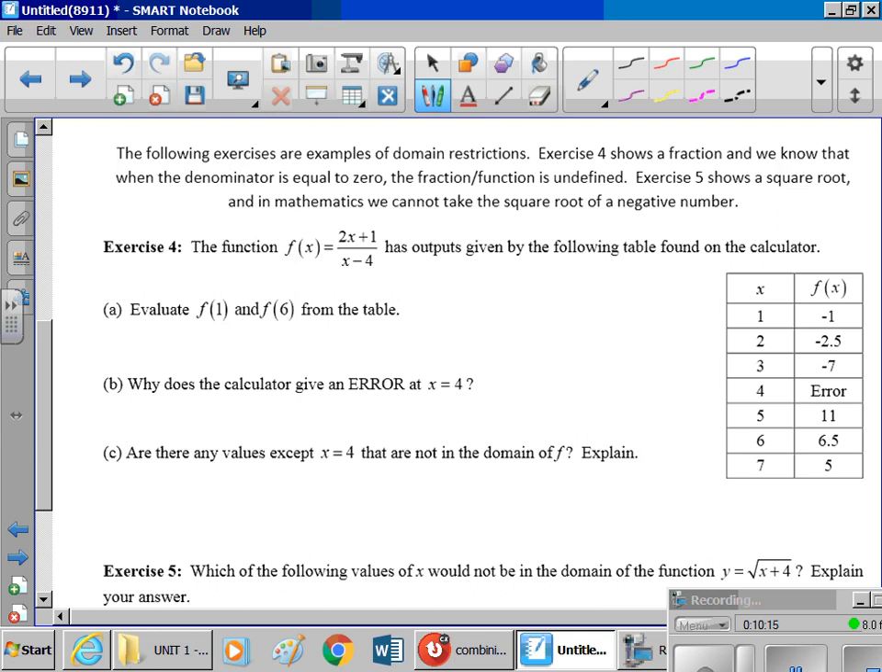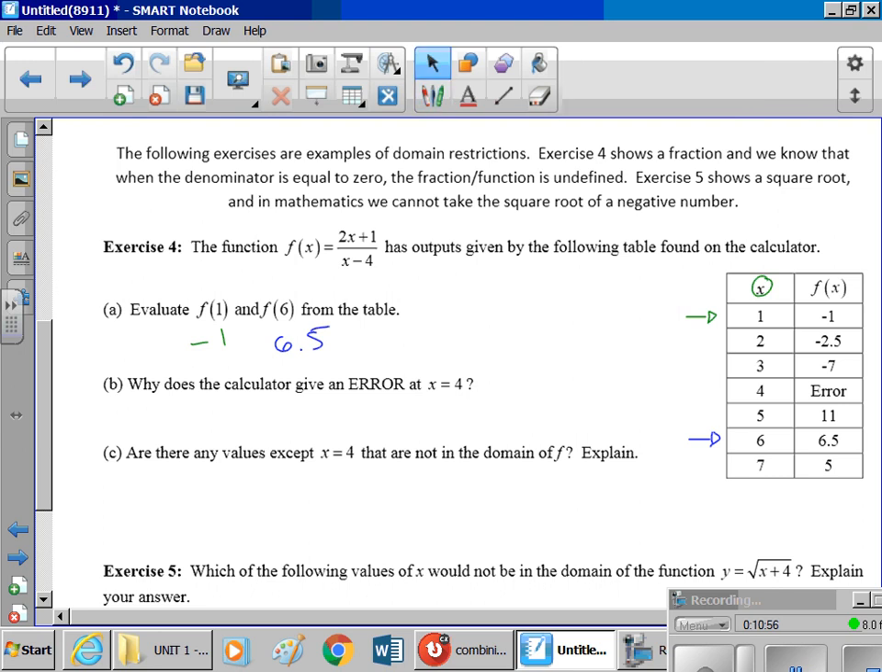So exercise 4 says the function f of x equals 2x plus 1 divided by x minus 4 has outputs given by the following table. And you can find this on your calculator very easily. So evaluate f of 1 and f of 6 from the table. So f of 1, remember in that case, f of 1 means that that's the x value, and they want us to find y. So f of 1 is equal to negative 1. And f of 6 is equal to 6.5.